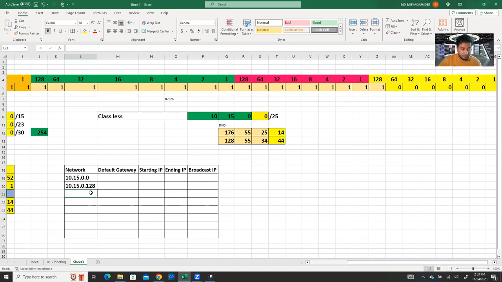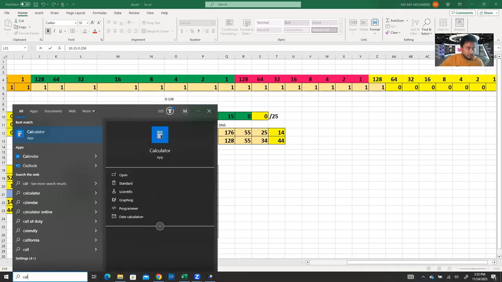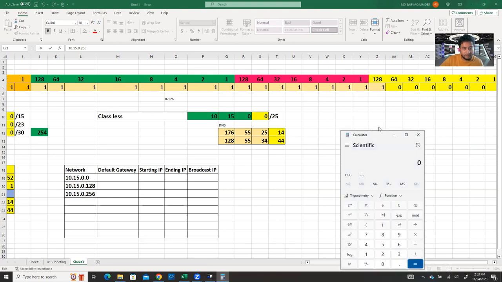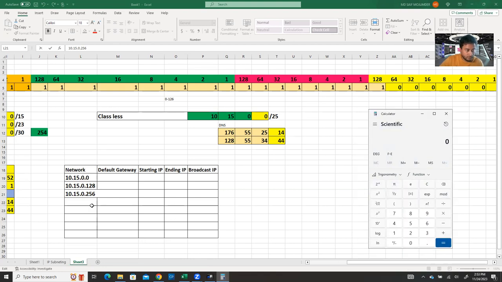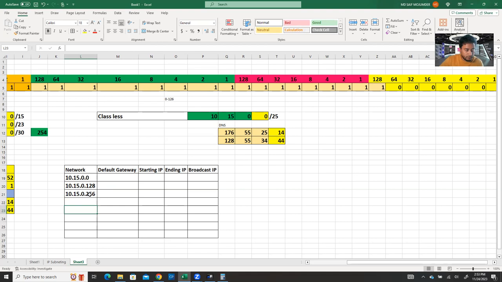And what should the third one be? The third one is 128 plus another 128. That's the technique, all the time. So 128 plus 128 is going to make what? 256, right? 256. Let me open the calculator here. So we found 256, right?